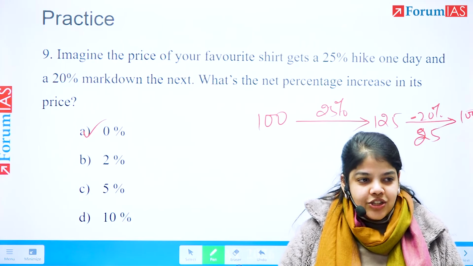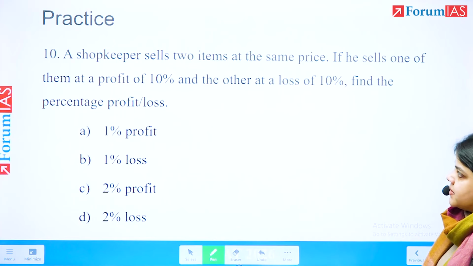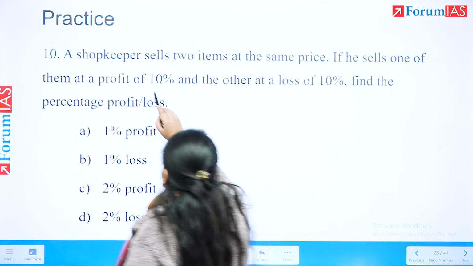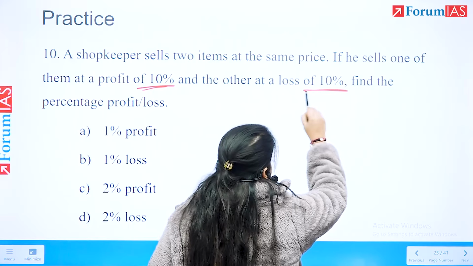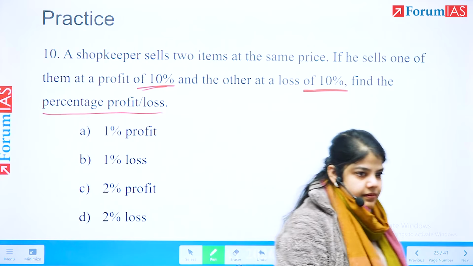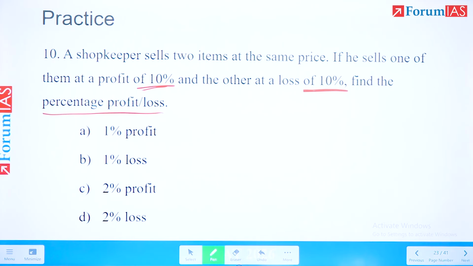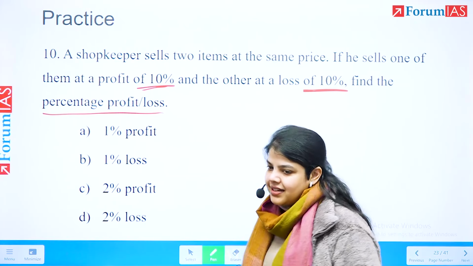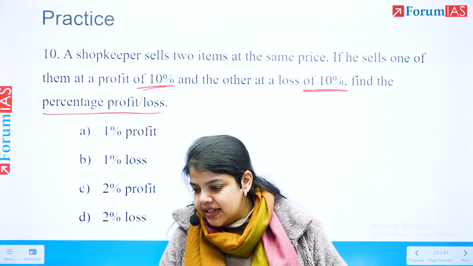Now, a shopkeeper sells 2 items at the same price. One item he sells at a profit of 10% and the other at a loss of 10%. Find the percentage profit or loss. No, nahi. Why? क्यों होगा? कैसे कैलकुलेट किया ये बताओ. चलो हाँ, that's the formula. But अगर उसके बिना सॉल्व करना होता तो कैसे किया? किसी ने किया है क्या?